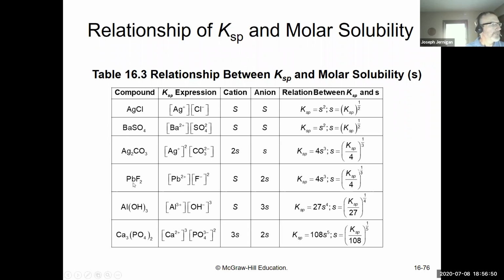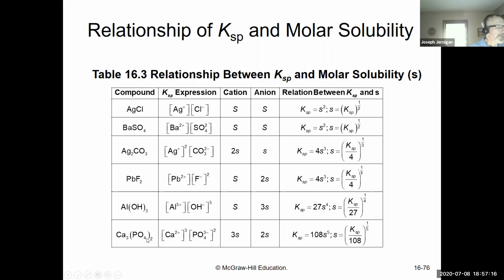Let's just go down and pick this lead fluoride. One lead is going to produce two fluorides, so you have S and 2S. KSP is therefore equal to, do the math, 4S cubed, and S is equal to KSP divided by 4 raised to the 1/3 power, or the cube root of KSP divided by 4, right?